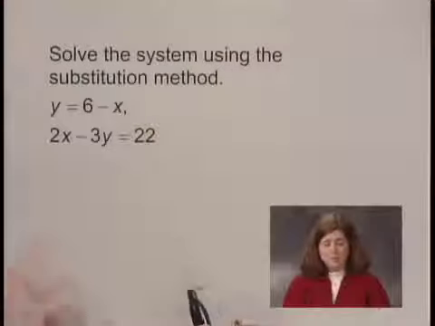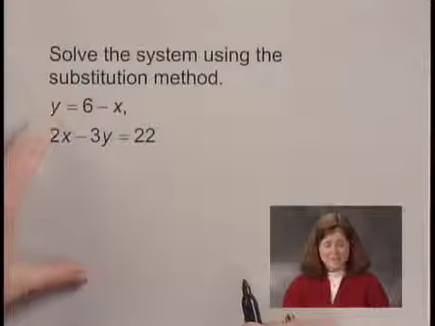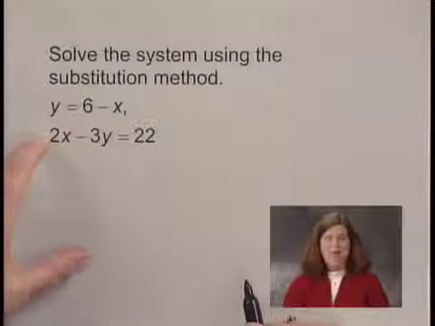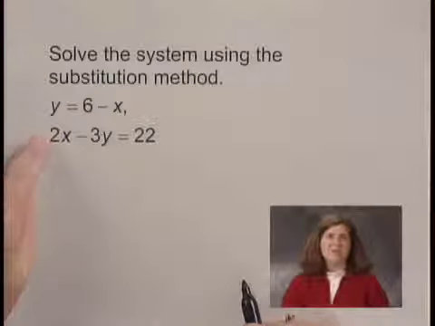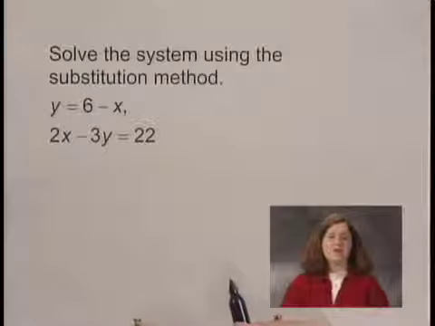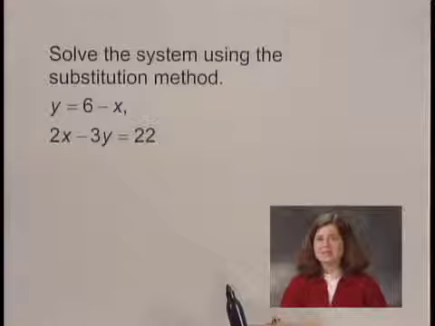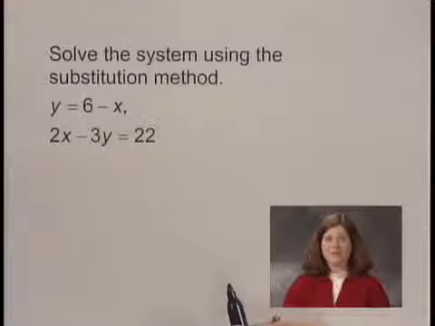In this problem, we'll solve a system of equations using the substitution method. We'll solve the system y equals 6 minus x and 2x minus 3y equals 22. In the substitution method, we will solve one equation for one variable and use the expression in terms of the second variable to substitute in the other equation.